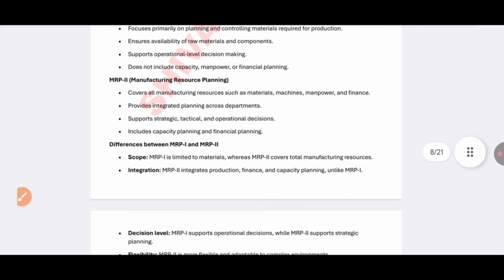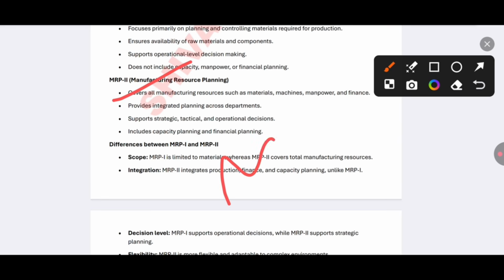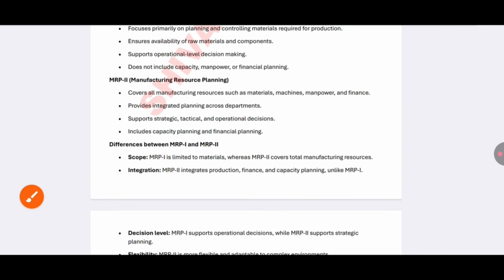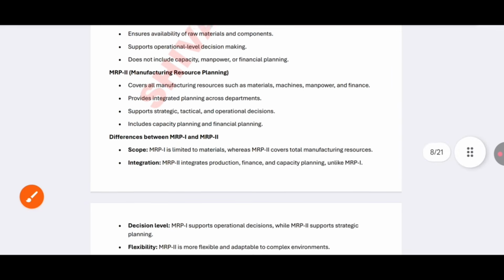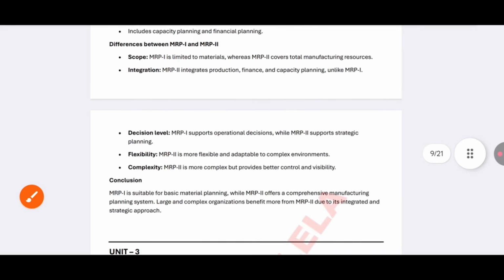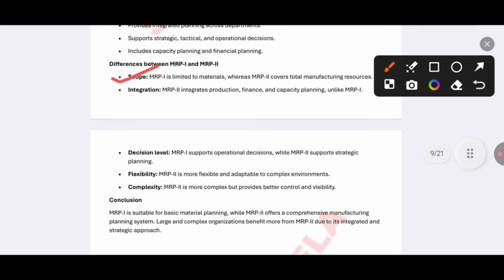Clear? So what does MRP2 do? MRP2 covers all the resources like machinery, materials, manpower, finance, every department in the organization. So production will be able to work across the departments. It supports strategic ideas. It will be helpful for operational decision making. It includes planning and financial coordination, everything. So what are the differences between MRP1 and MRP2? First one, MRP1 is limited, MRP2 is integrated, meaning MRP2 is widely used, MRP1 is narrowly used.